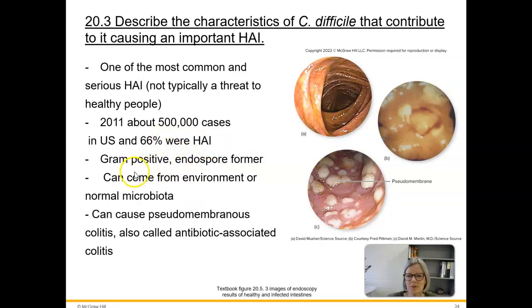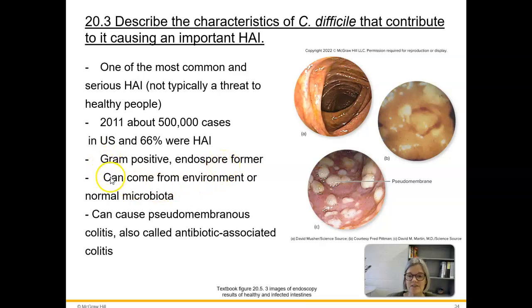So you might remember a little bit about this. It's gram-positive. It's an endospore former. So remember that endospores are really tough to kill. So if a patient gets this infection, the endospores from this bacteria can be found in their environment. And remember, endospores are tough. So they might be resistant to cleaning products, and they survive for a very long time on surfaces. So the fact that it's an endospore former is significant.